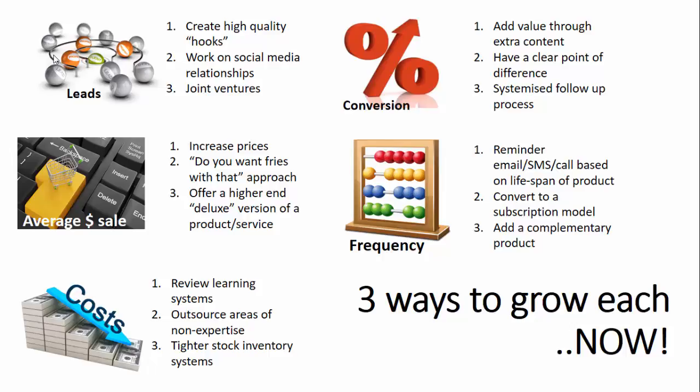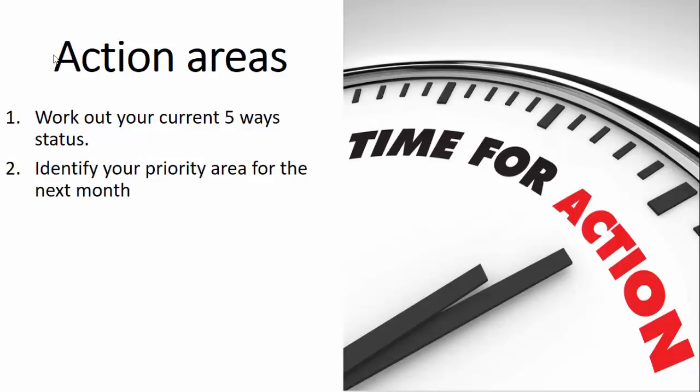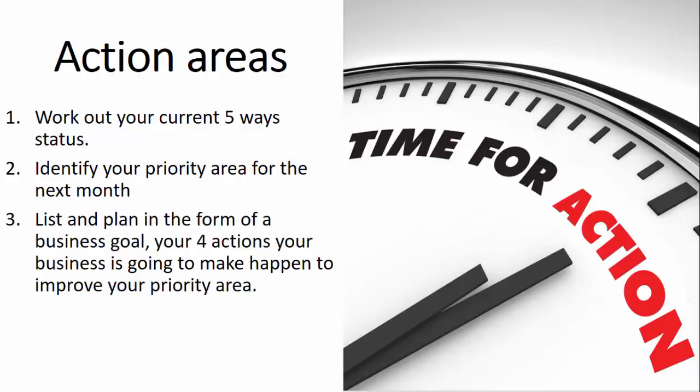So your mission from this, as there will be for every video, is quite clear. Your first action area is to work out your current 5-way status. And of course, we can help you with that. Secondly, identify your priority area of those 5 ways for the next month. Finally, list and plan in the form of a business goal your 4 actions your business is going to make happen to improve your priority area.